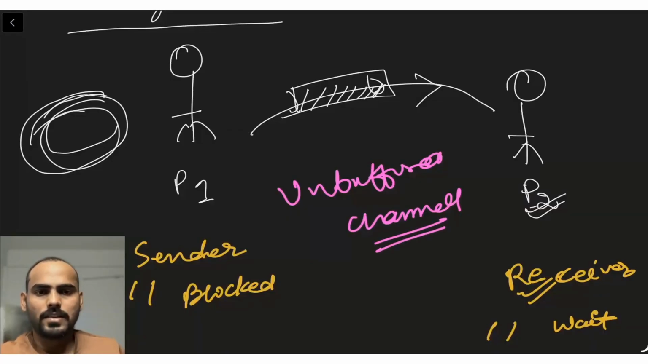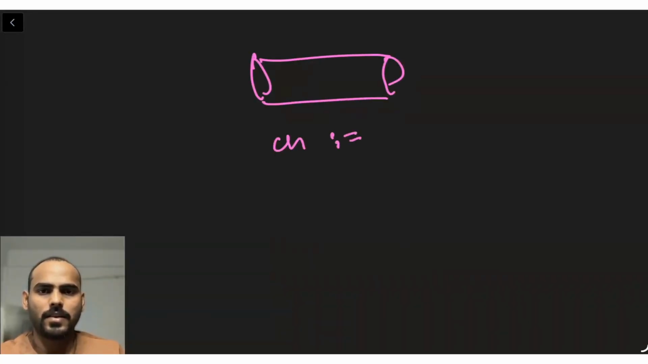So let us discuss that as well. So in our first example, what we did, we first created a channel like this: ch, make, then the chan keyword and the data type, right?